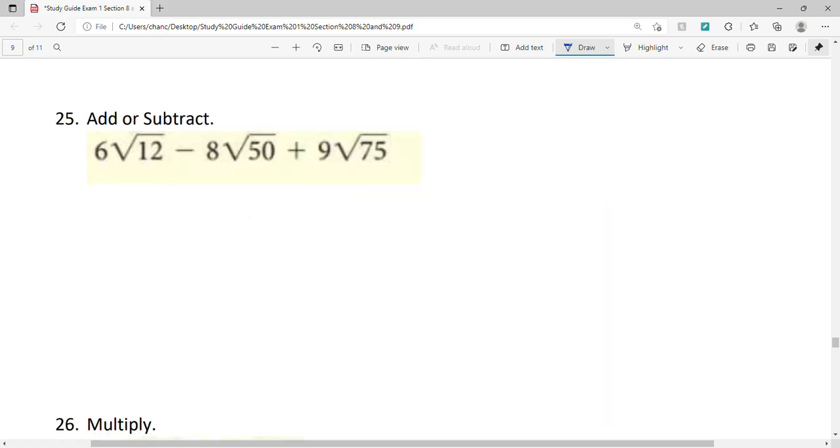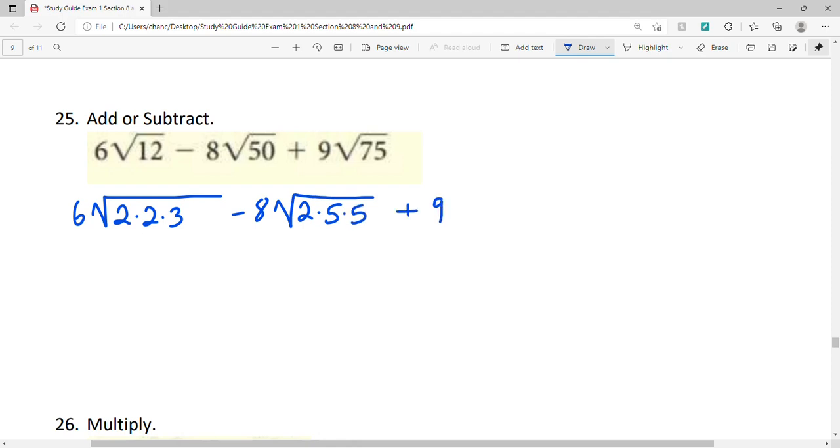For question 25, I am going to do the prime factorization of each one. 12 is 2 times 2 times 3. 50 is going to be rewritten as 2 times 5 times 5. And we can rewrite 75 in the same way. This is 3 times 5 times 5. Now remember, we're looking for pairs, so let's circle the pairs.